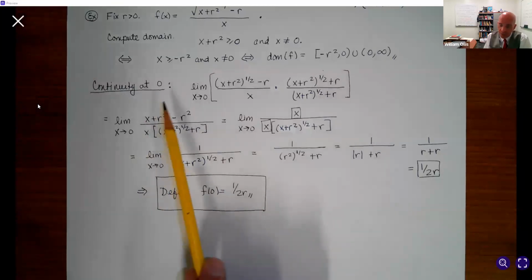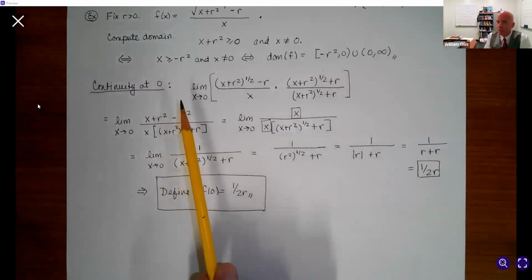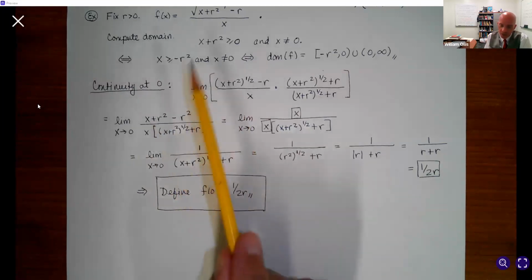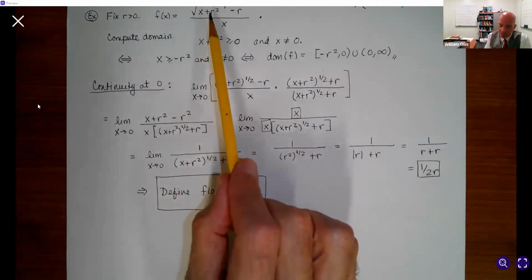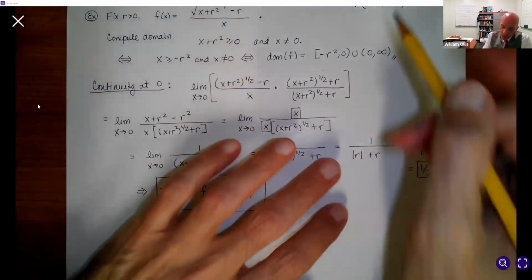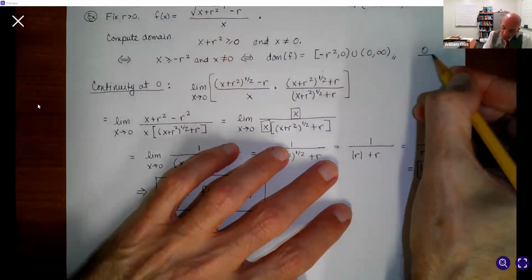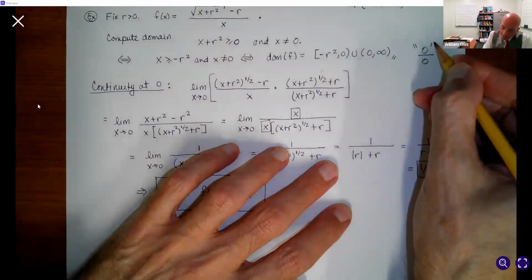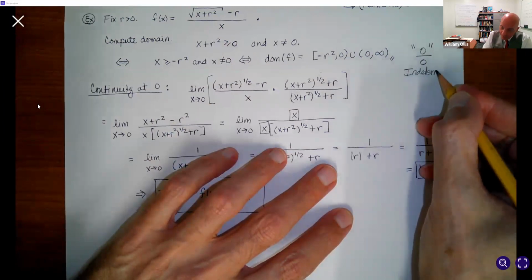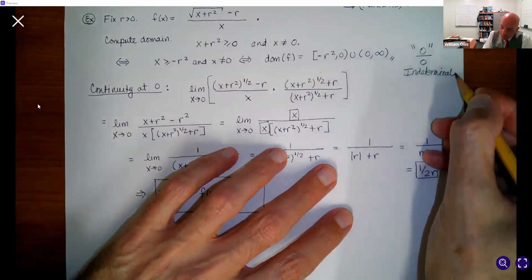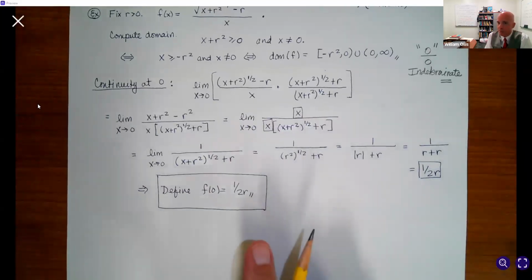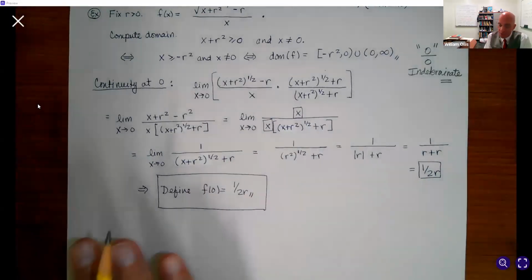Now, for continuity at 0, what we would need to do is show that we have a function with a hole in it. So now, if you look where we have 0 here, you just basically have r minus r over 0 or 0 over 0. So basically, I could just write this. This is indeterminate, okay? Indeterminate. So that's good. We know that there's hope. I mean, if we just have a 0 downstairs that's not upstairs, then that means the function's becoming infinite and we're done. We can't do anything.